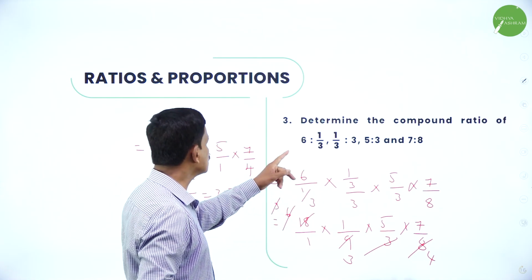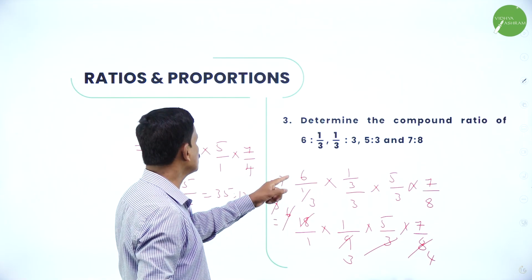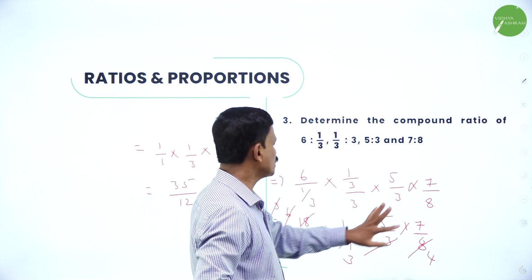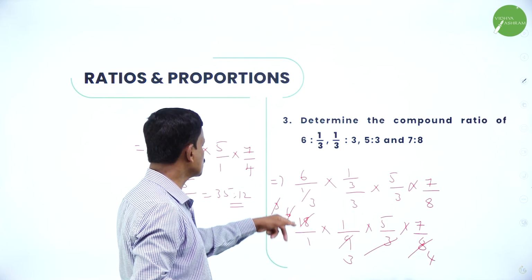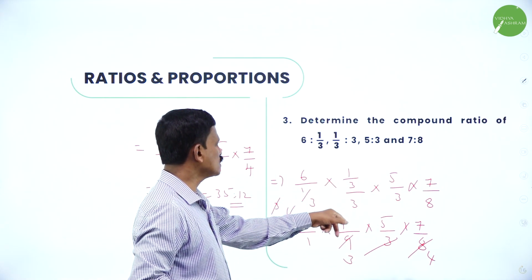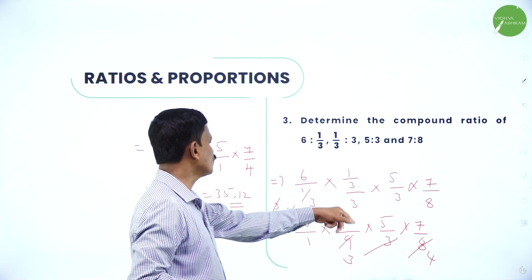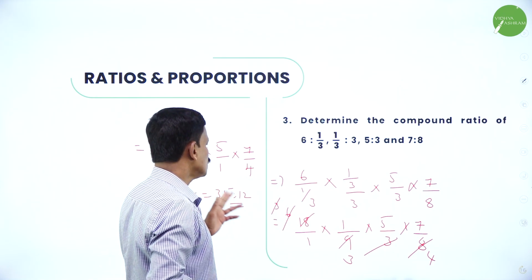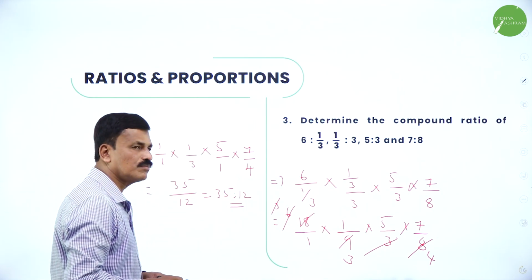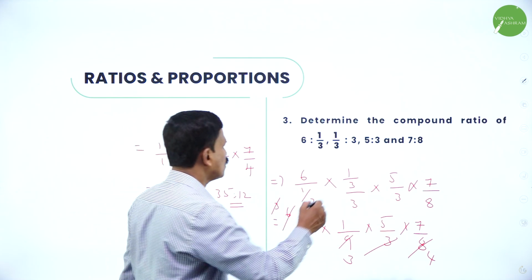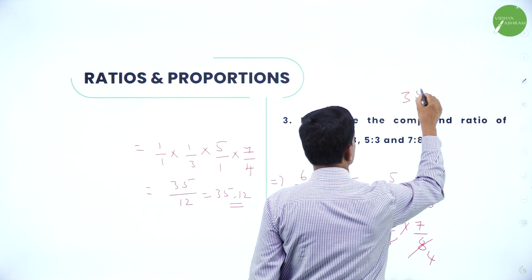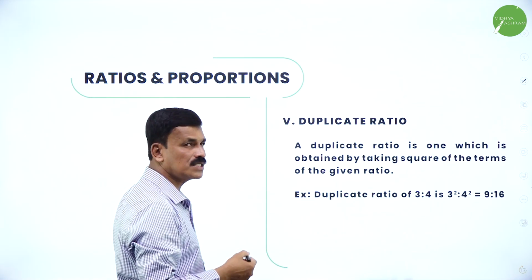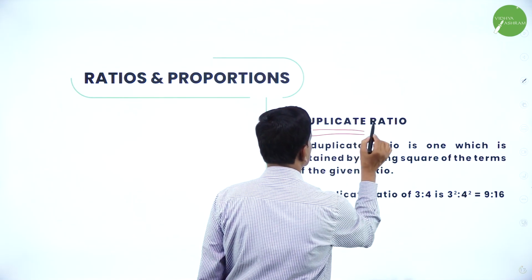That is 6:1 by 3, which is nothing but 6 divided by 1 by 3, into 1 by 3 by 3, 5 by 3, into 7 by 8 as it is. Just take this to the numerator. 6 3s are 18 by 1. So this can be written as 1 by 3 into 1 by 3 is 1 by 9, 5 by 3 into 7 by 8. Cancel the terms which get cancelled. So that's equal to 35 divided by 12, which is the required answer. So the compound ratio for this is 35:12. That's it.